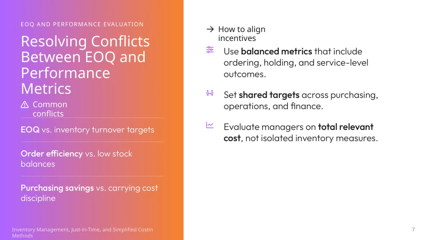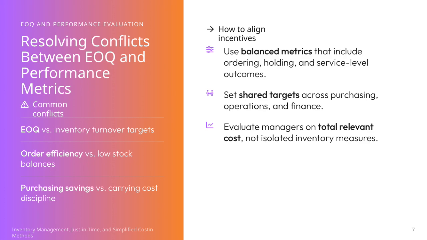Now, let's discuss the relationship between EOQ, or economic order quantity, and performance evaluation. One key challenge is resolving conflicts that often arise between EOQ calculations and various performance metrics. For example, there can be a tension between EOQ and inventory turnover targets. EOQ might suggest ordering larger quantities less frequently for cost efficiency, but that can conflict with goals focused on high inventory turnover. Similarly, balancing order efficiency with maintaining low stock levels can create a dilemma.